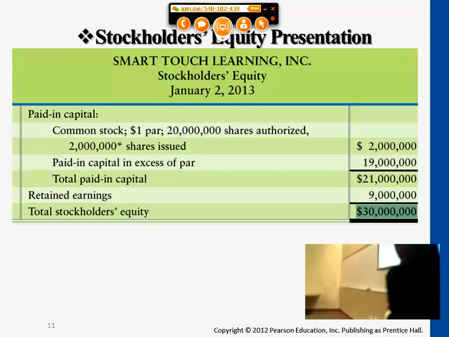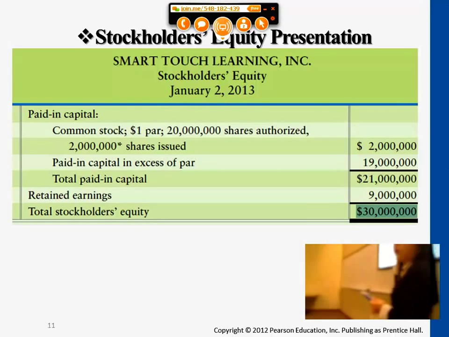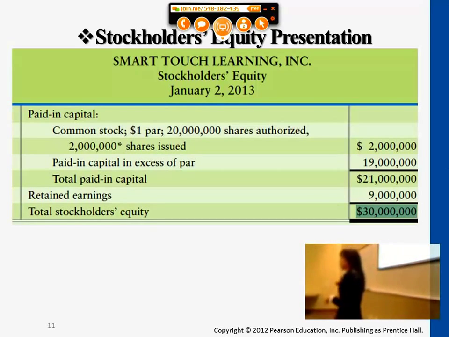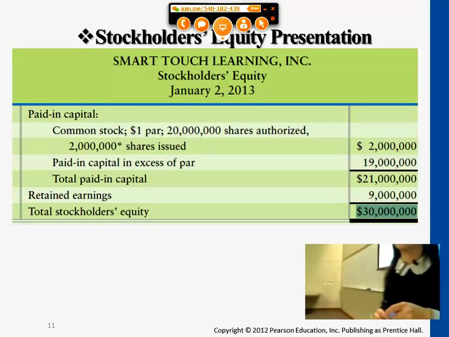And it tells you right now that they've only issued about 1/10 of it, 2 million shares. So the dollar amount there, 2 million, is based on those 2 million shares. They still have 18 million shares that they could additionally issue to the public. So you have to understand the differences. Authorized doesn't mean that they've actually issued. That's just the threshold, the maximum number of shares that they could issue to the public.